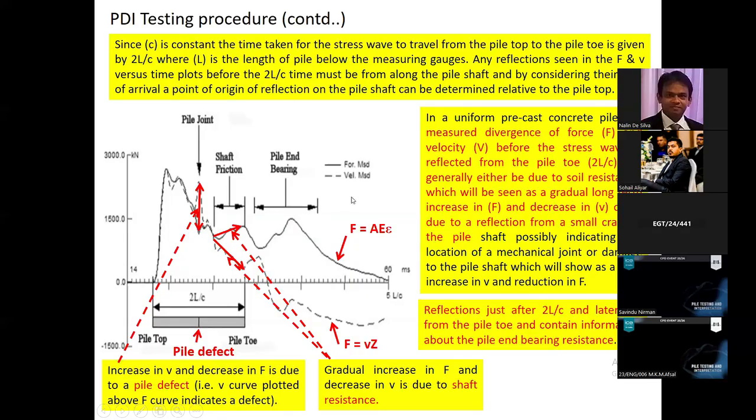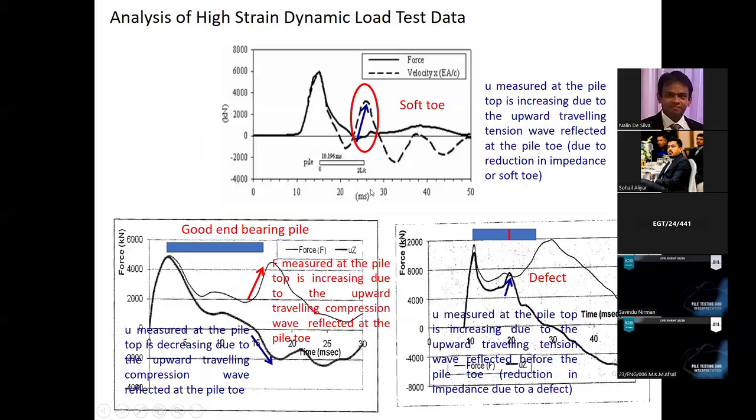Okay. So let's have a look at some typical PDA records. So you can see up to the first peak, the force record and the velocity record coincide, identical to each other. Then after certain depth, skin friction starts to mobilize, and close to the pile toe, velocity overshoots. Velocity is gradually increasing while the force is gradually decreasing. So this is indicating a soft condition close to the toe.